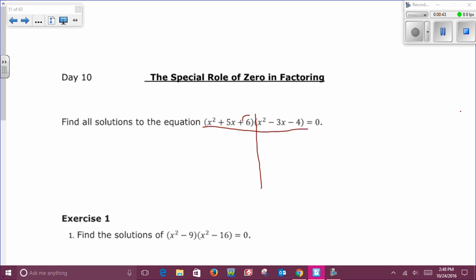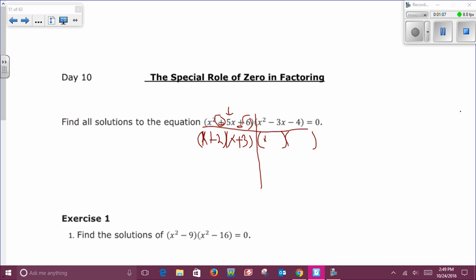So I'm going to look at what are my factors of 6 that when I add them, I get 5. So that would be x and x, 2 and 3. And since my last sign is positive, my signs are the same. Take the sign in the middle, which is positive, so it's plus and plus.